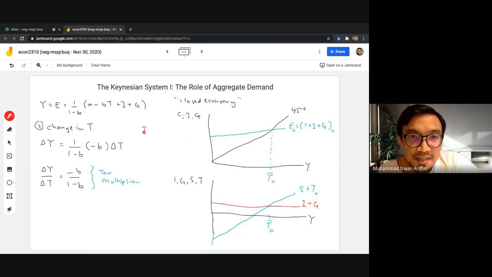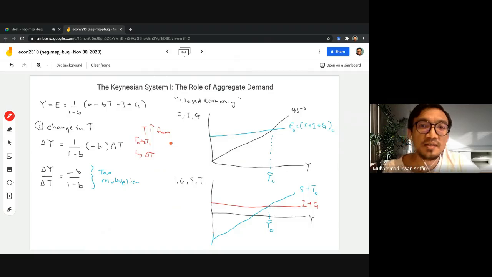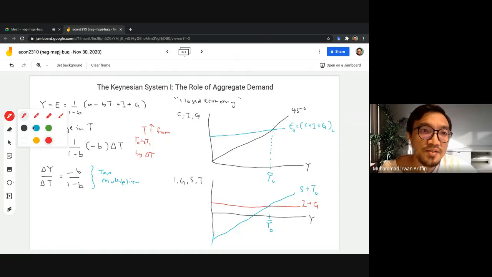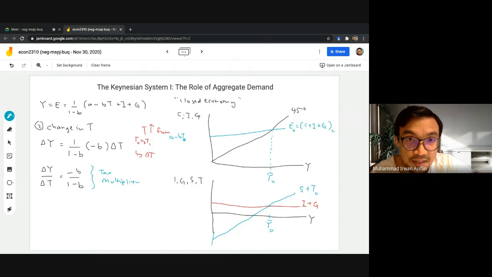Now let's say we're gonna do our analysis. Let's say the government decided to increase tax from T0 to T1, by delta T. So what's gonna happen is that when T increases, our expenditure line here would fall down. Let me just write the intercept here. So what is our intercept here? This is basically A minus b T0, minus T0 plus I plus G.